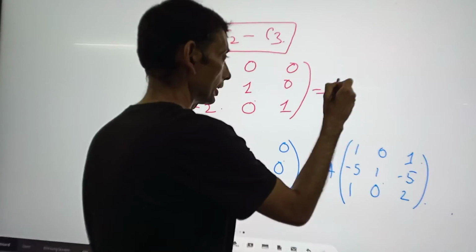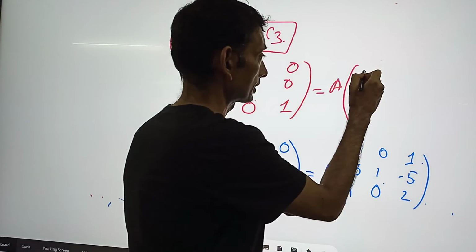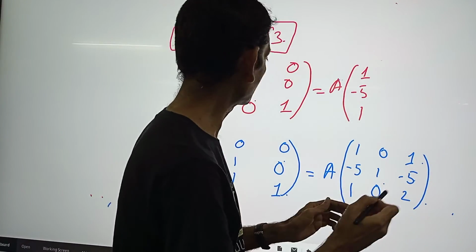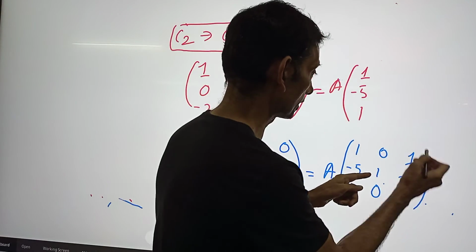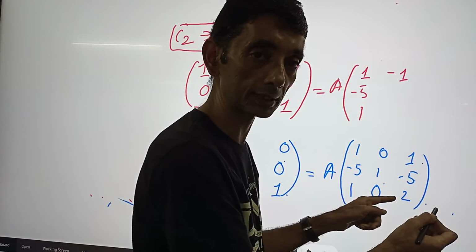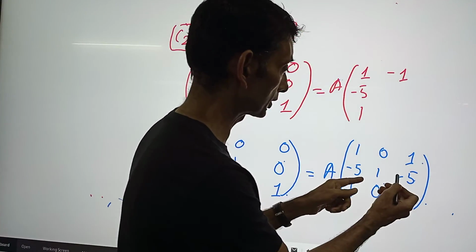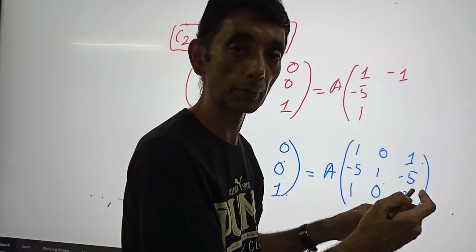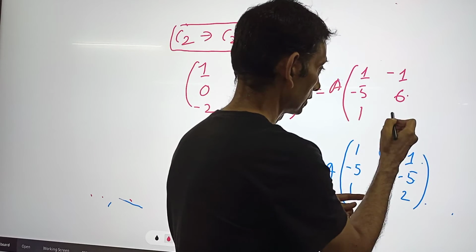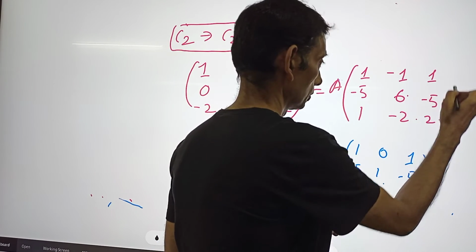And this is A. As you will see, we are changing C2, so there is no change in column 1. Since you are changing C2 minus C3, 0 minus 1 should be minus 1, and 1. And if you subtract this, C2 minus C3, this is minus 5, minus minus will be plus 5, so it will be 6. And 0 minus 2 should be minus 2. So it's 1, minus 5, 2. Done.